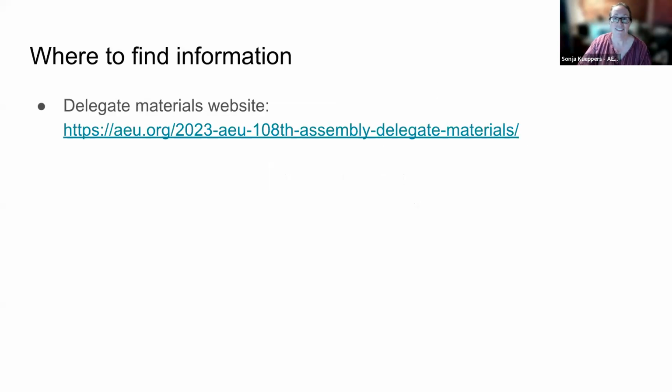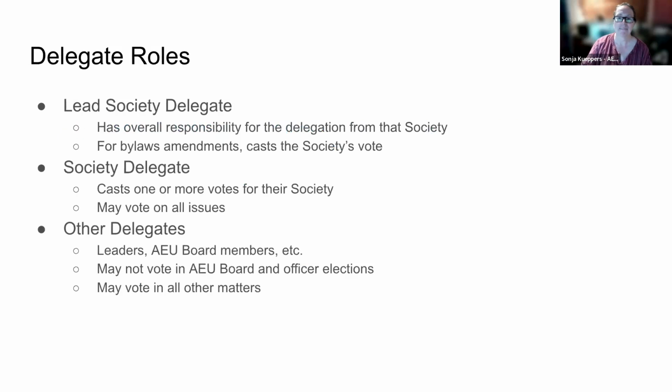Okay. First thing that you need to know is hopefully you all are well aware by now of where to find the delegate materials, but I've got it up here on a slide. I'm going to stick that in the chat as well, just in case you need it during the course of this meeting. That is where all of the delegate materials are, all of the bios of the candidates, all of the motions, all of the bylaws amendments, all of the scenario proposals. It's all there on the delegate information website, which I hope you're all very familiar with already.